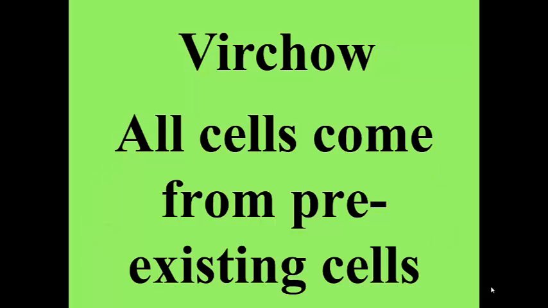For Virchow, the first part of the cell theory is all cells come from pre-existing cells. So that means that no cell just appeared from nowhere. That a cell had to be coming from a cell that already existed.